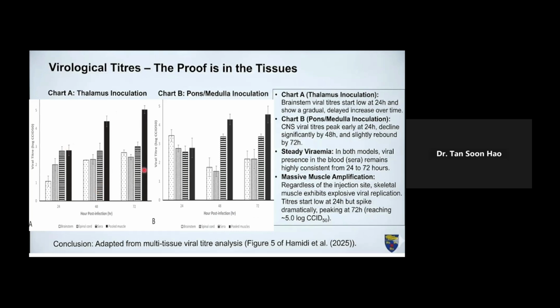And looking at the thalamus inoculations, the brainstem titer gradually increases, whereas for the pons medulla inoculations, we take just the brainstem tissue for virus titration, not the whole brain. So we can precisely track the virus quantity in the brainstem. At 24 hours, this is due to the initial inoculum, and it drops and rises back at the later time point, which supports our hypothesis.